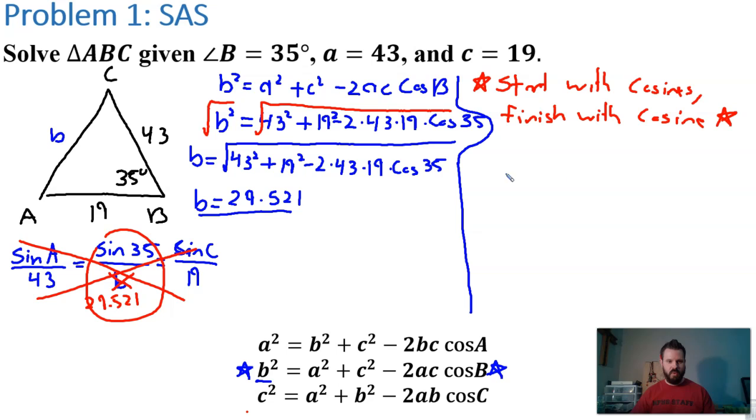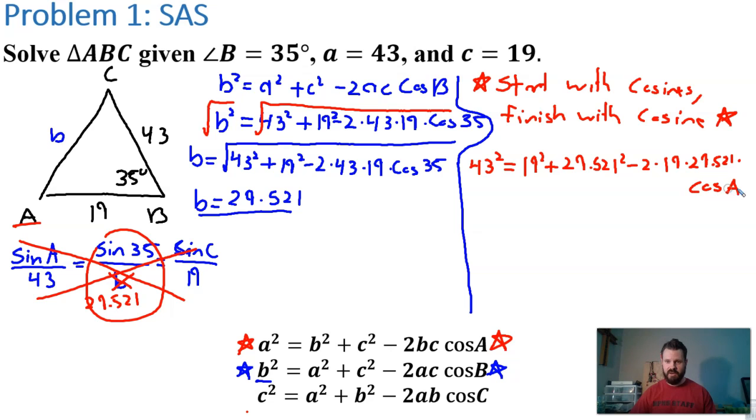Okay? So, I need to solve for either A or C. Doesn't matter which one we use. I'm going to go with A. Meaning I'm going to pick the equation with the big A in it, and I can use that now because now I know little a, little b, and little c. Let's see. So, a squared, we have 43 squared is equal to 19 squared plus the b we found, 29.521 squared, minus 2 times 19 times 29.521. We'll just say times cosine A here. We'll clean that up in a second.